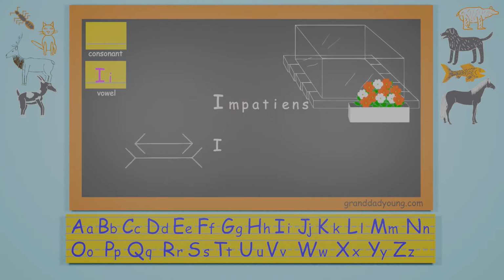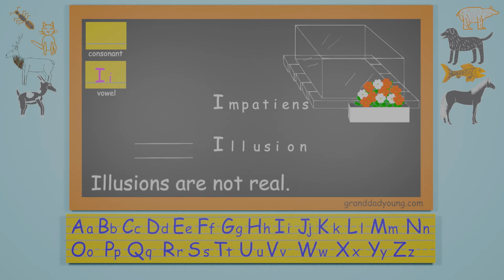Illusion. I-L-L-U-S-I-O-N. Something you see with your own eyes which is not correct. For instance, take a look at these lines with arrows. Would you believe that these lines are exactly the same length? No? Watch what happens when the arrows are removed. Illusions are not real.